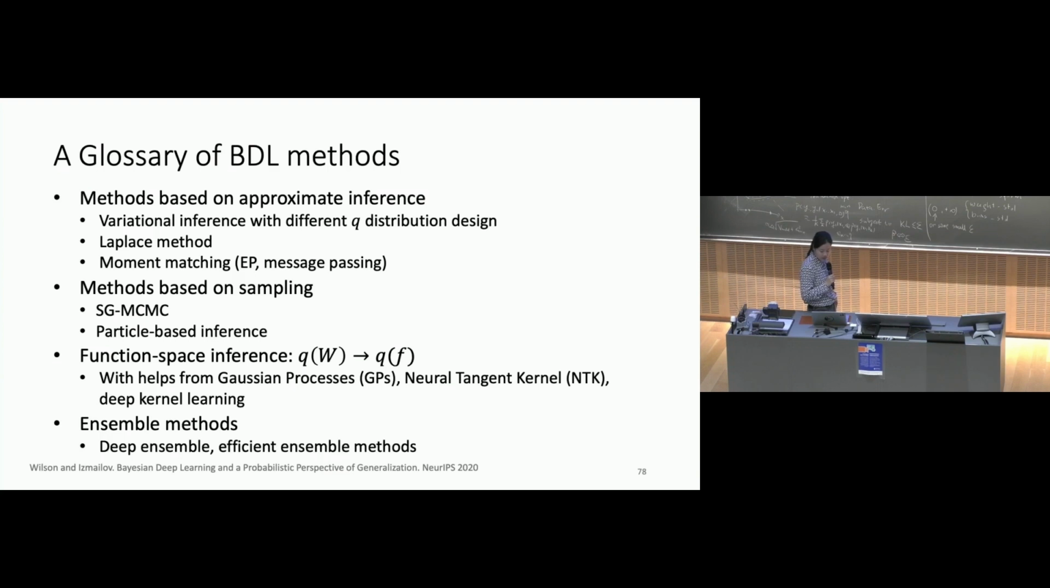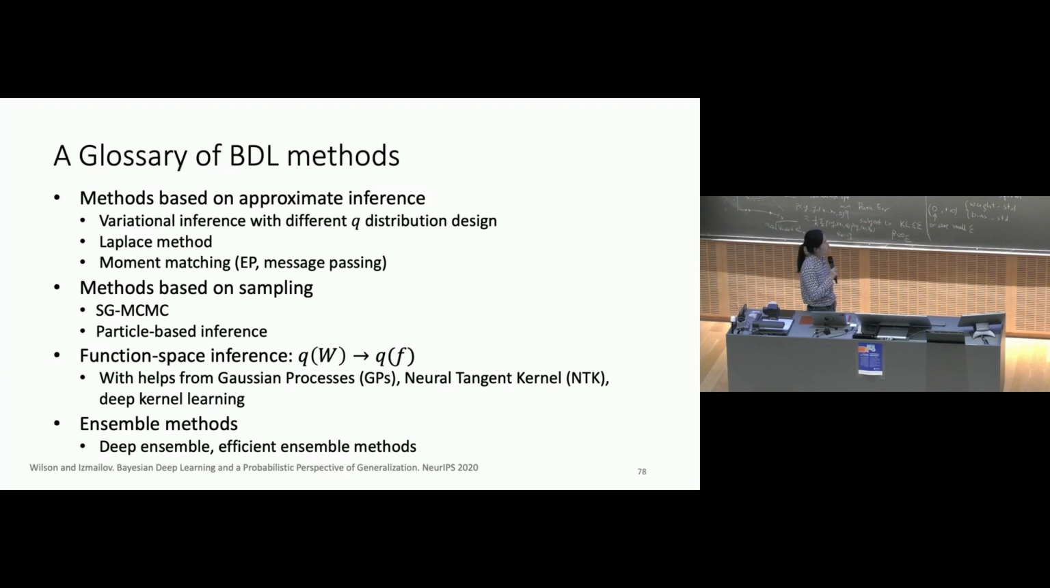Apart from these deterministic approximate inference methods, you can also do sampling. Although HMC, Hamiltonian Monte Carlo, is super expensive, there are some cheaper versions of MCMC called stochastic gradient MCMC, which you can just think of as gradient descent plus some properly scaled noise. If you want to promote diversity, particle-based inference can also help you make sure that your different experts are diverse and different.